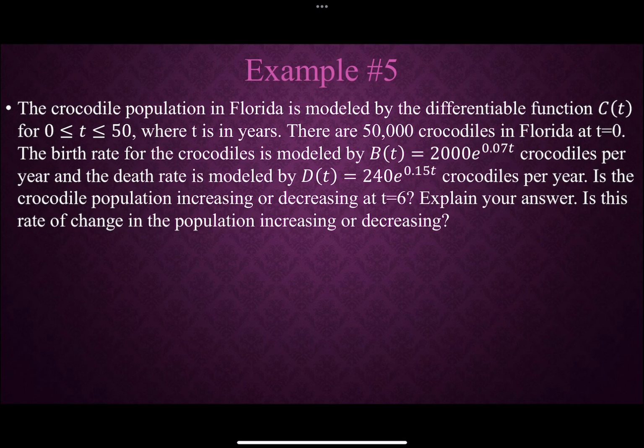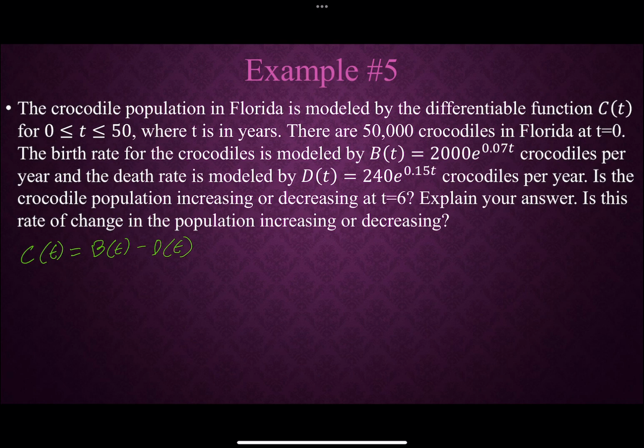Is the crocodile population increasing or decreasing at t equals 6? Explain your answer. And is this rate of change in the population increasing or decreasing? Okay, so we want to set up what c of t represents. So c of t would just simply be b of t minus d of t. Birth minus death. That tells us the population.